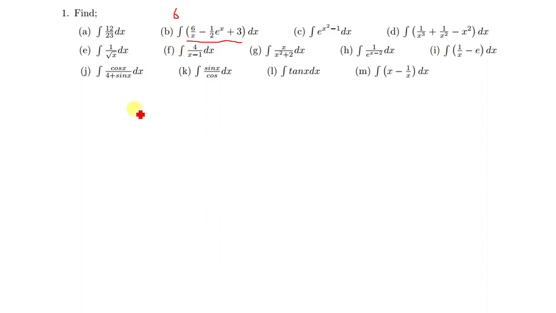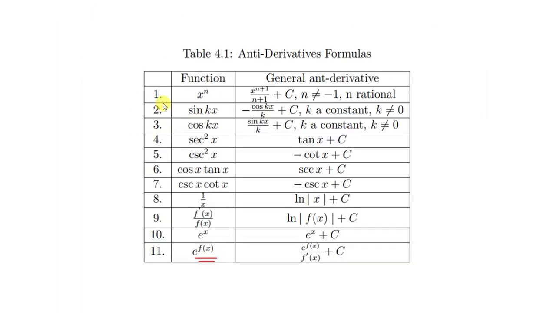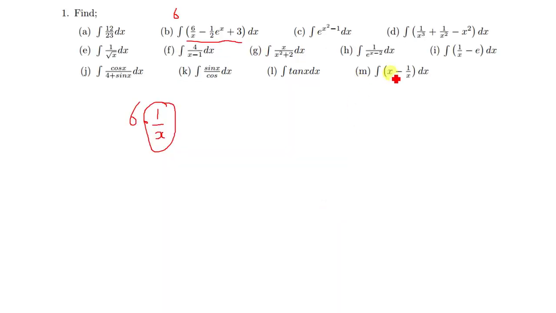So this 6 over x is just the same as 6 times 1 over x. When you integrate this with respect to x, we said the integral of 1 over x is ln x plus c. So the integral of 1 over x there will just be ln x, like this.